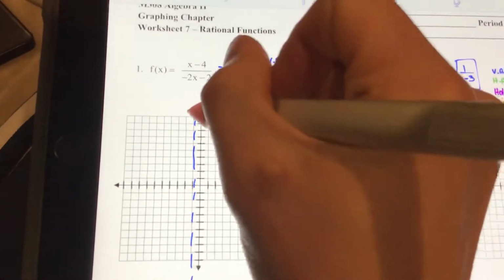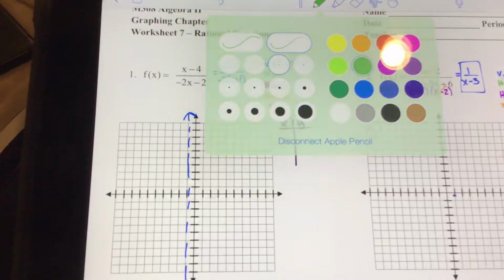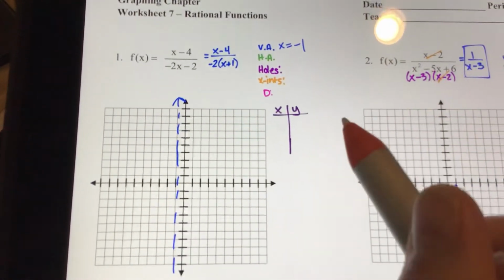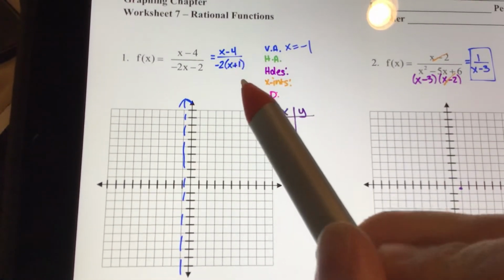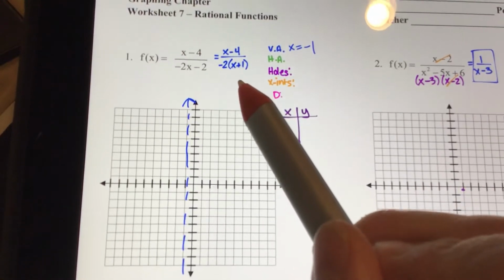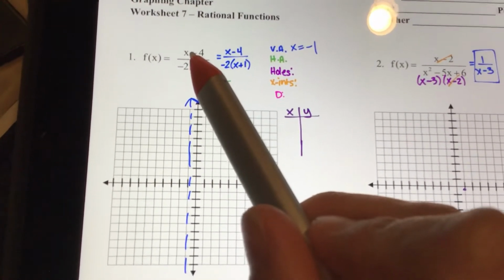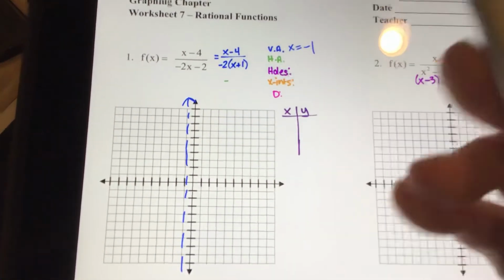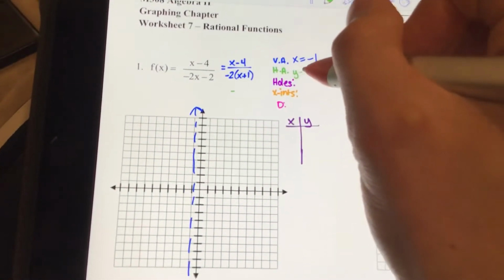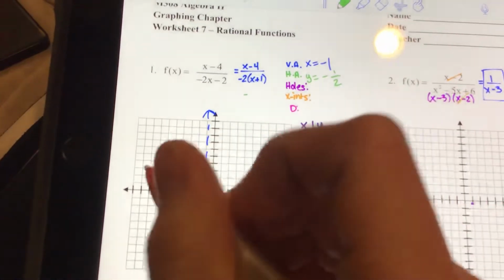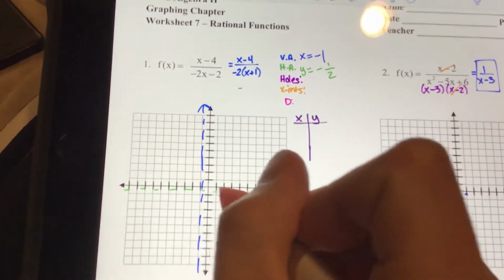Now, horizontal asymptote is not just setting the top equal to 0, it's looking at the degrees. So since both of these have the same degree, they're both x to the first, we're going to use the ratio of their leading coefficients. So 1x on top and -2 on the bottom means our horizontal asymptote is going to be at -1/2. It's okay that it's a fraction.